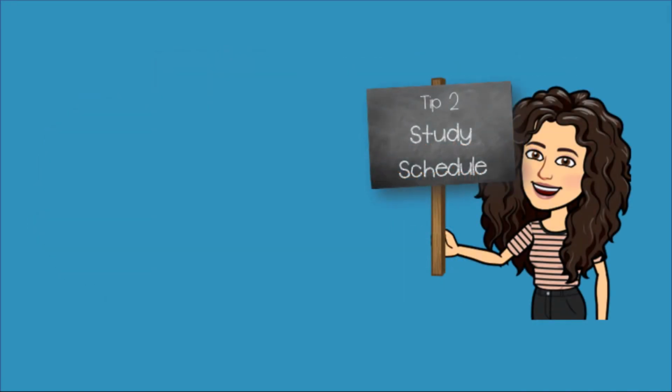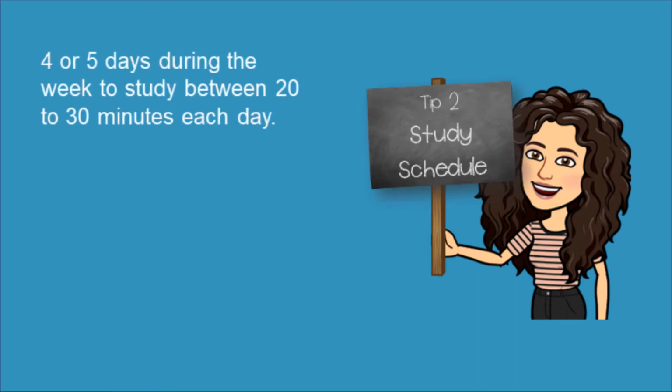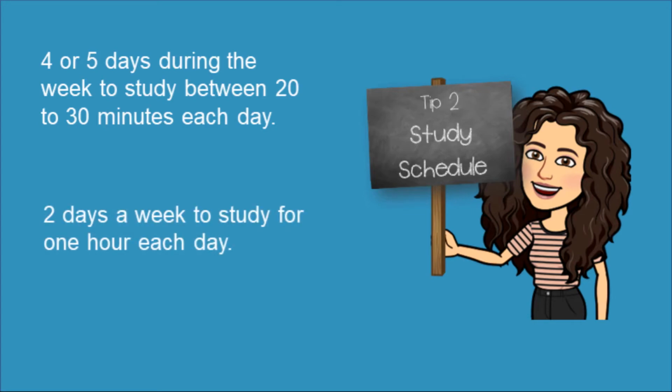Tip number 2. Set aside time to study. Find times during the day you can study. Everybody is different and everybody has different things to do. Here are some ideas. Set a time 4 or 5 days during the week to study between 20 to 30 minutes each day. The time can be the same for all the days or different for some days. Another option is to set 2 days a week to study for 1 hour each day.